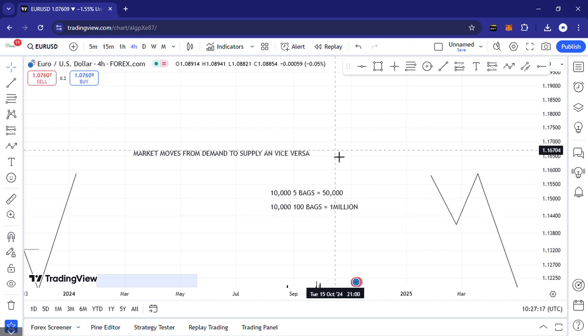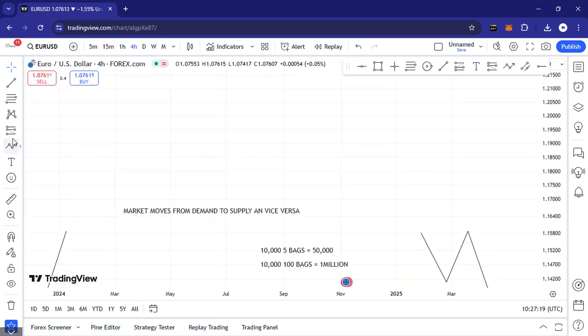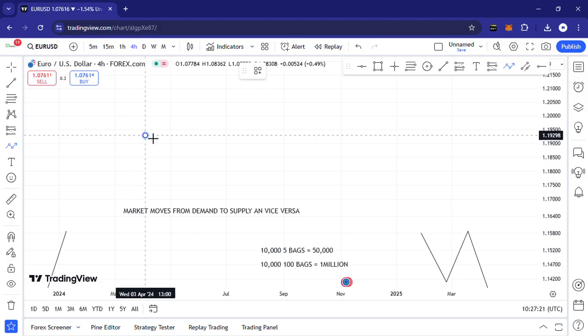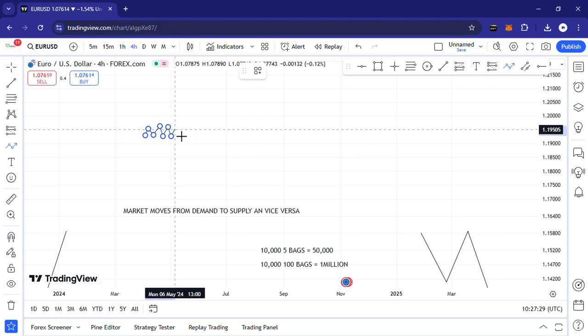Now, the market always creates a kind of range like this, creating a lot of incomplete movement, a lot of small movement like this. All of a sudden you see that the market comes back down.